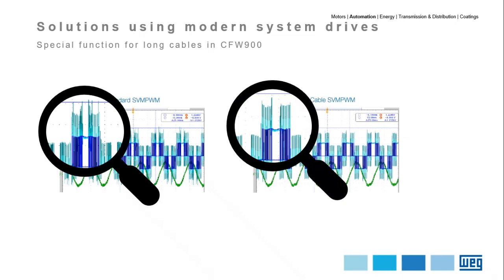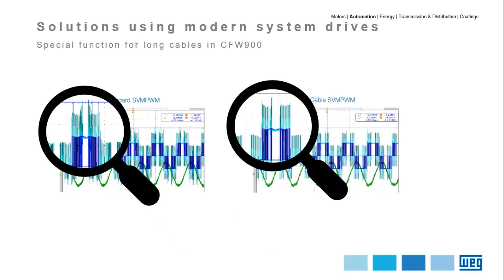First, let's see what happens when we use the PWM modulation for long cables. Through the image, you can see a direct comparison of the difference between not using the PWM modulation for long cables and using it. These measurements are real and carried out with the WEG inverter CFW900, connected to a WEG motor with a cable longer than 200 meters. In dark blue, we have the voltage at the output of the VSD, and in light blue, we have the voltage at the motor's terminals.